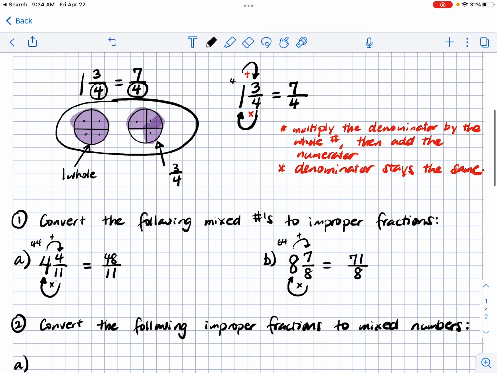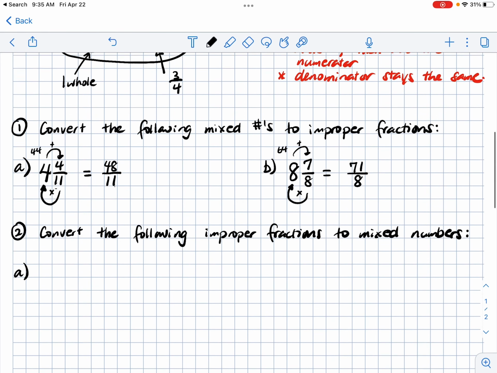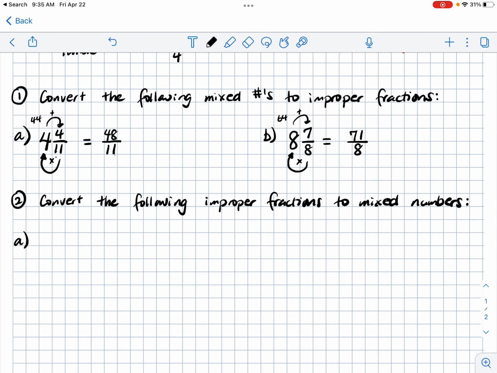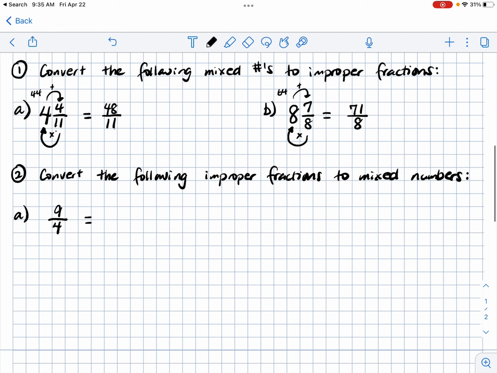So let's do A. Actually, let's do 9 over 4. Okay. Now, this involves division. So what you're thinking about is, again, same thing: the denominator has to stay the same in both cases. Now, remember that whatever fraction accompanies this mixed number, it has to be a proper fraction where the numerator is smaller than the denominator.